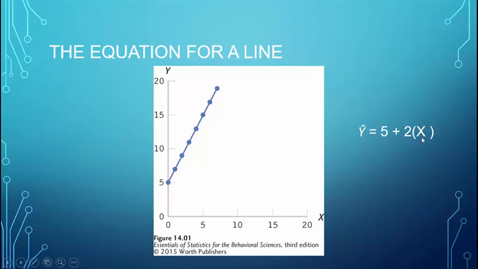And then you can put any number in here for x and calculate the prediction for y. So if we put a 1 in for x, 2 times 1 is 2, plus 5 is 7. So when x is 1, y is 7. And then when x is 5, let's say, 2 times 5 is 10, plus 5 is 15. So when x is 5, y is 15. And you can do this and create a line. Here it is.